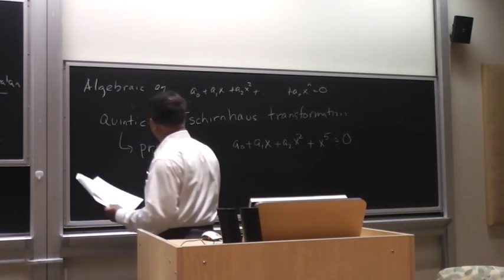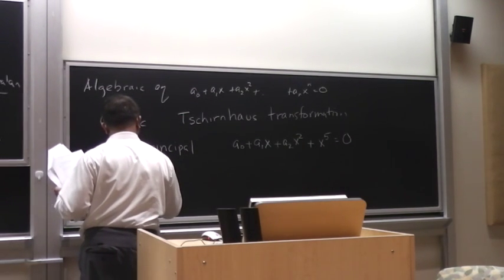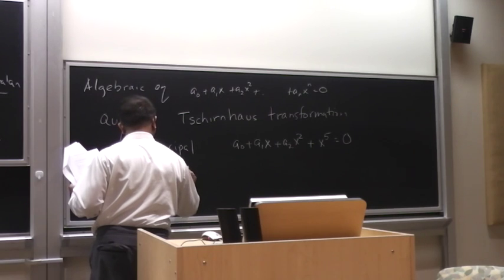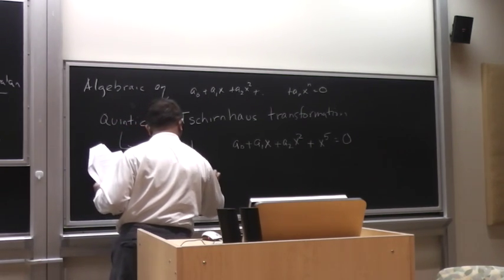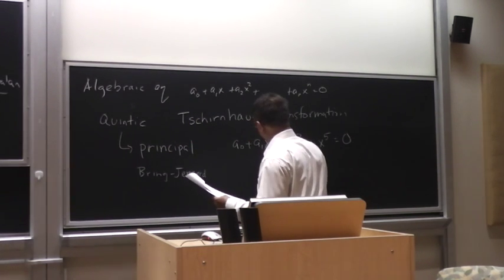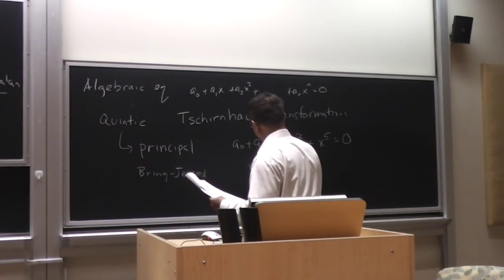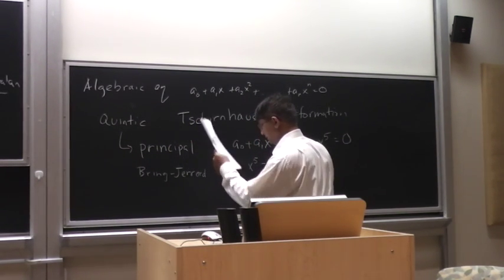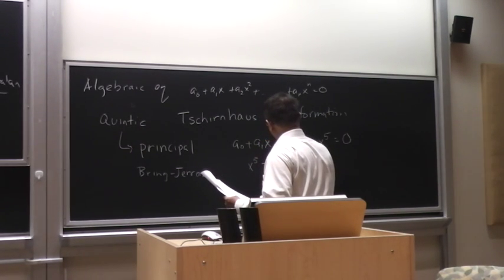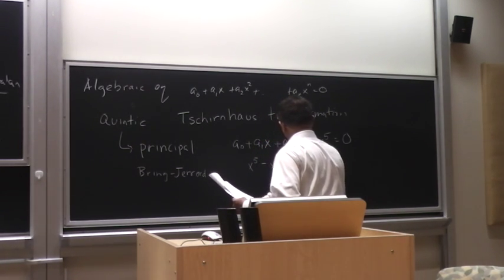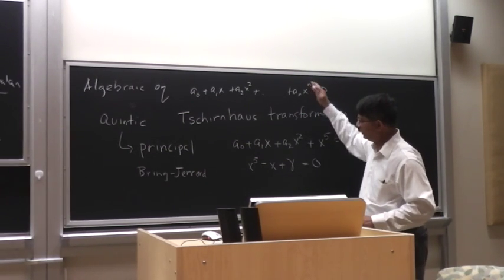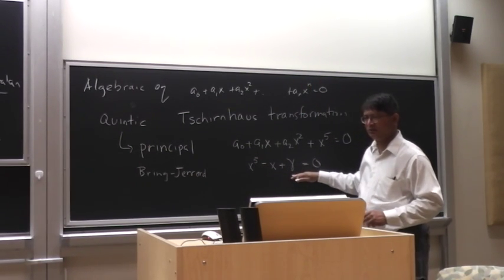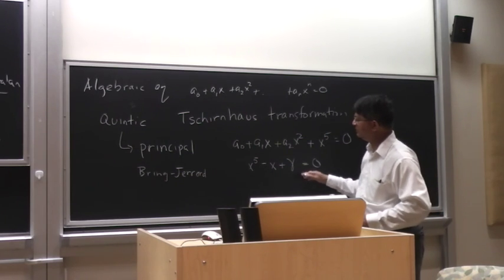Then there's something called the Bring-Gerard normal form. And that is very simple. That is x to the 5 plus or minus x plus gamma equals 0. And it may surprise you, but the general quintic can always be reduced to this form. And this is even easier to solve.